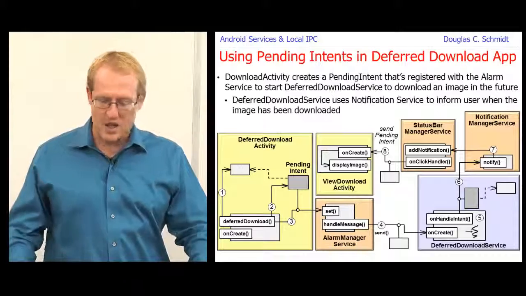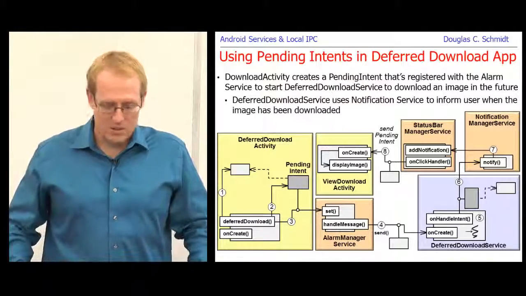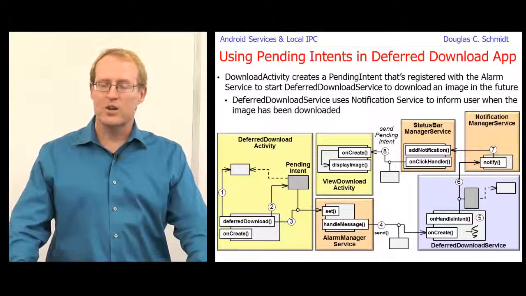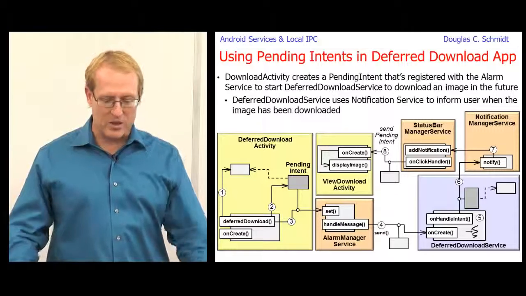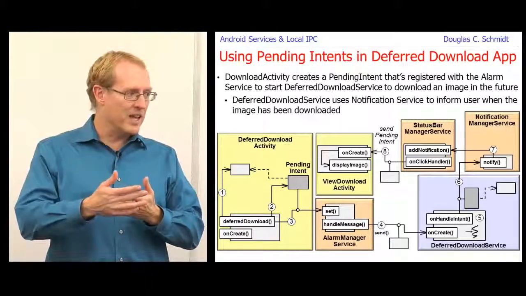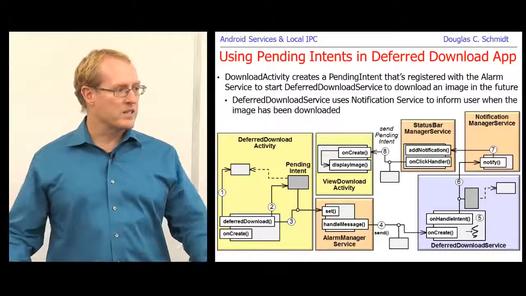In this particular case, we might have another activity unrelated to the original one, the one that originally did the deferred download. This might be called view download activity. And view download activity would go ahead and take the path name of the file that sits in the file system or wherever it sits and goes ahead and displays it on the display.